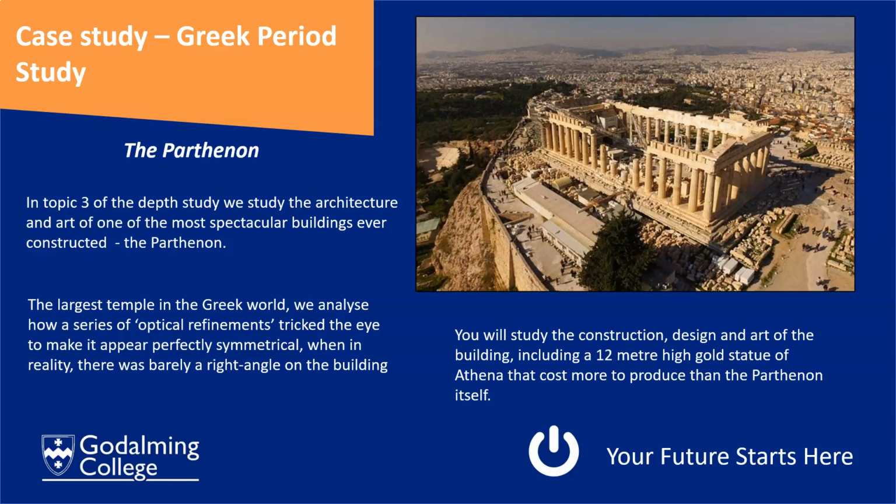So we understand how this is built. We understand also why the Athenians went to such lengths to construct this. We look at the frieze that surrounds the inner wall. We look at the sculptures on the front and the rear of the Parthenon and what they are meant to show. And we also look at the statue within it, the 12-metre high gold statue of the goddess Athena, which was meant to have cost more than the temple itself.